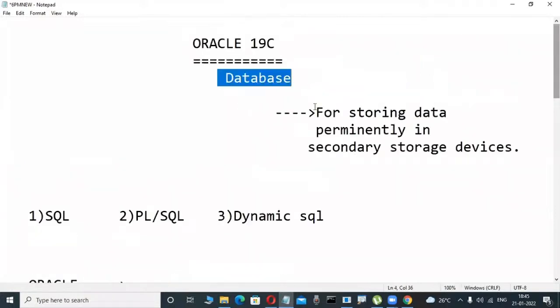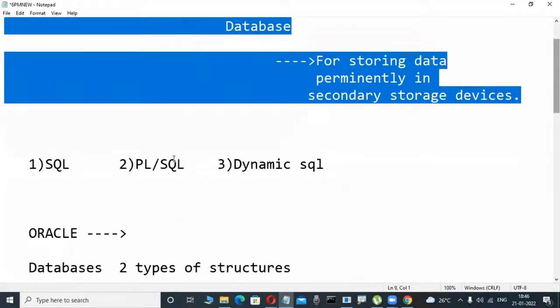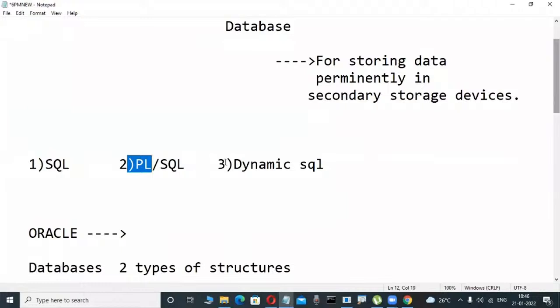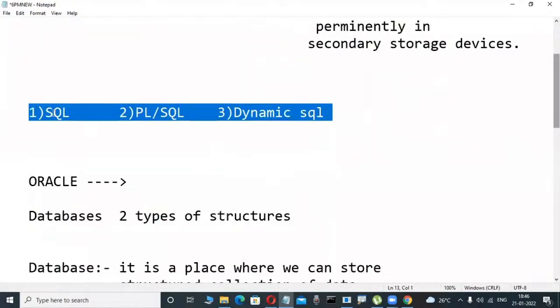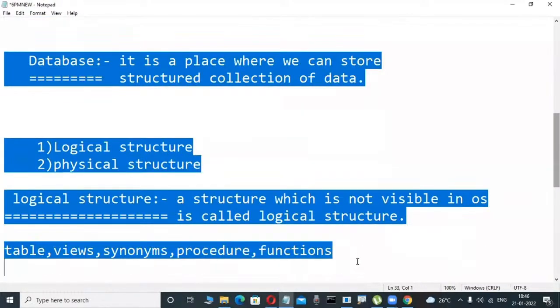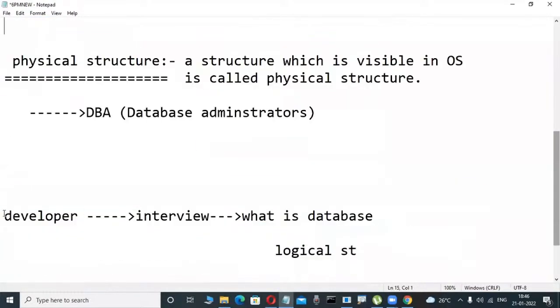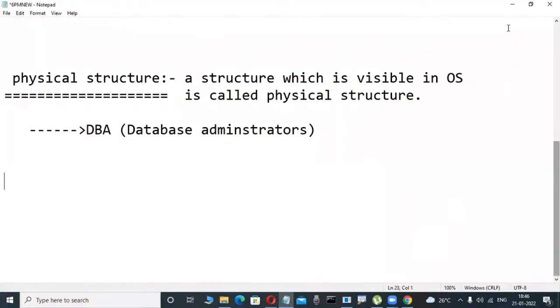What is the purpose of databases? Not only storing data permanently, but also efficiently retrieving and fetching data from some place. If you want to operate this Oracle software, we use SQL, PLSQL, and dynamic SQL languages. In any Oracle course, these three things are mentioned. That is a very small thing I'm telling. Okay, fine. Now check it out.